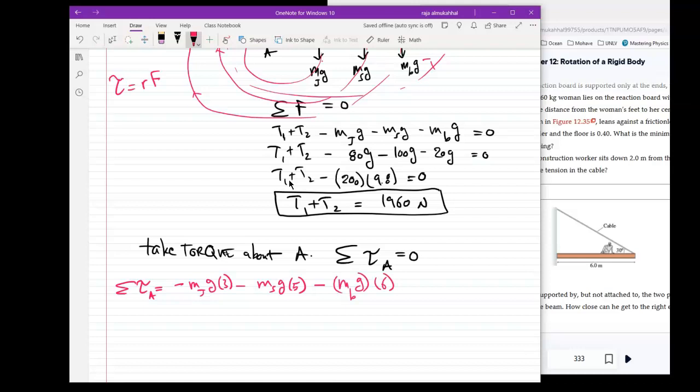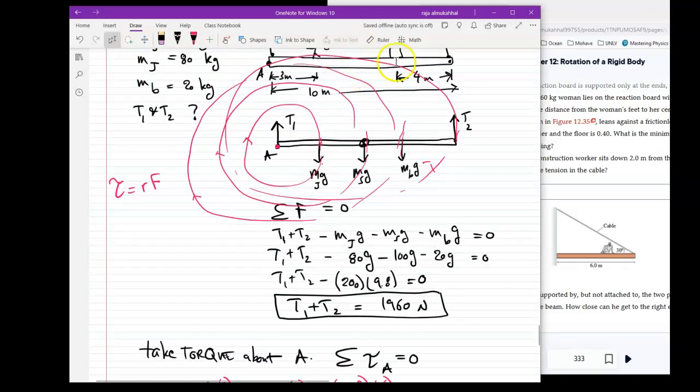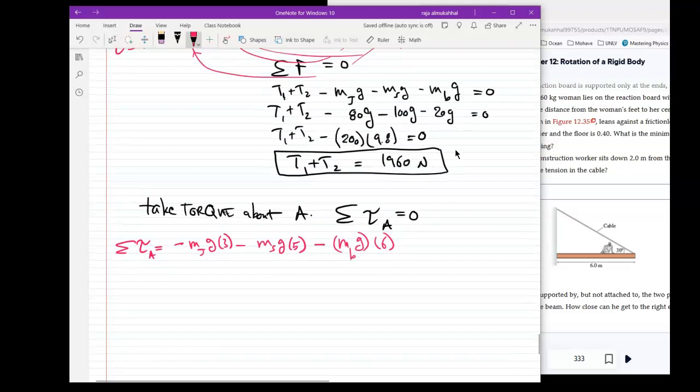And then the last one is this vector, T2, going this way. That's positive because it's counterclockwise. How far is it? 10 meters. So that's going to be plus T2 times 10. Enclose everything. There we go. And guess what? I can find T2 with this equation. Do you see that? Everything else I know.